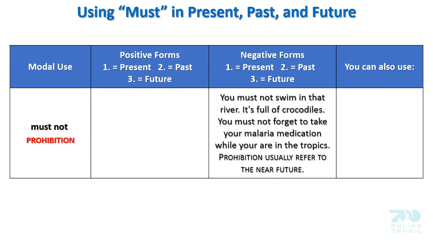Must not. Prohibition. Negative forms. You must not swim in that river. It's full of crocodiles. You must not forget to take your malaria medication while you are in the tropics. Prohibition usually refers to the near future.